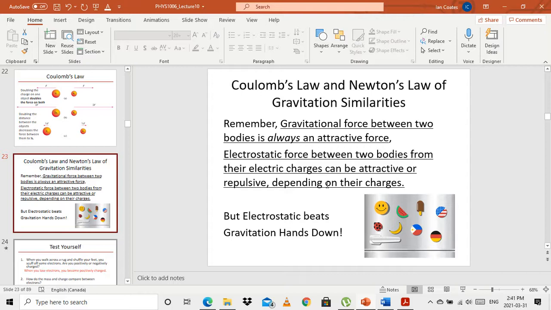Coulomb's law and Newton's law of gravitation are similar. Remember, the gravitational force between two bodies is always an attractive force, like the Earth and the Moon, or the Earth and the Sun. But the difference here is that with electrostatic forces, you can have attraction or repulsion depending upon their charge.